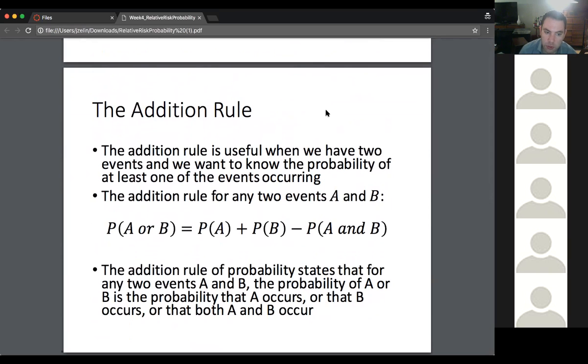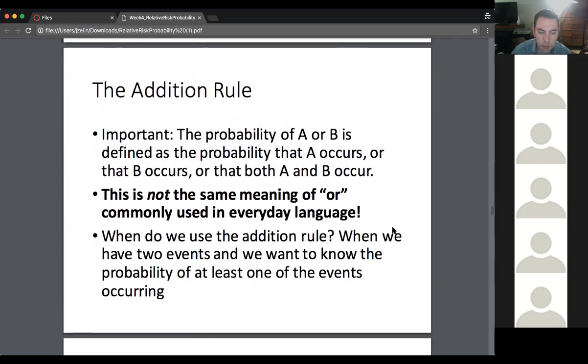And the addition rule is something that you'll use when you have two events and you want to know the probability of at least one of those events occurring. So to use the addition rule, we say that the probability of A or B is equal to the probability of A plus the probability of B minus the probability of A and B occurring at the same time. And we need to use the addition rule because it avoids double counting that joint probability.